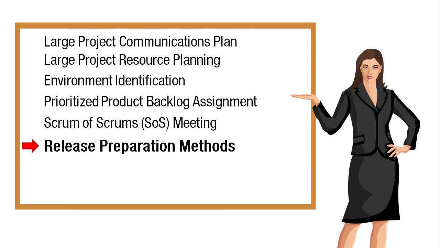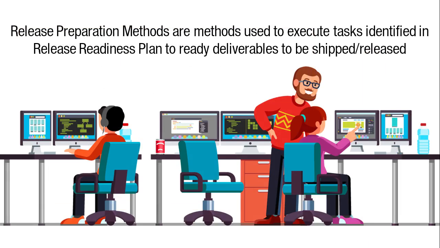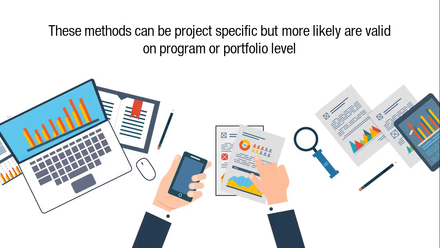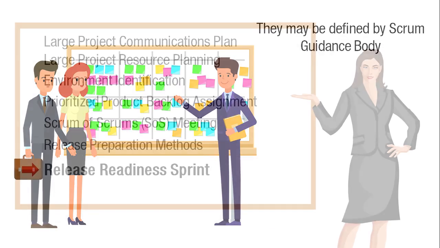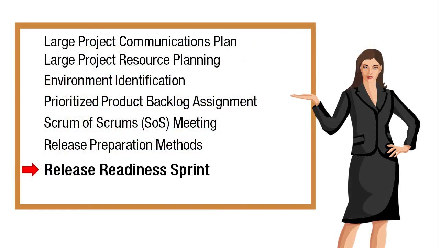The release preparation methods are the methods that will be used to execute the tasks identified in the release readiness plan to ready the deliverables to be shipped or released. These methods can be project-specific, but more likely are valid on a program or portfolio level. They may be defined by the Scrum guidance body. Release Readiness Sprint is the next tool.